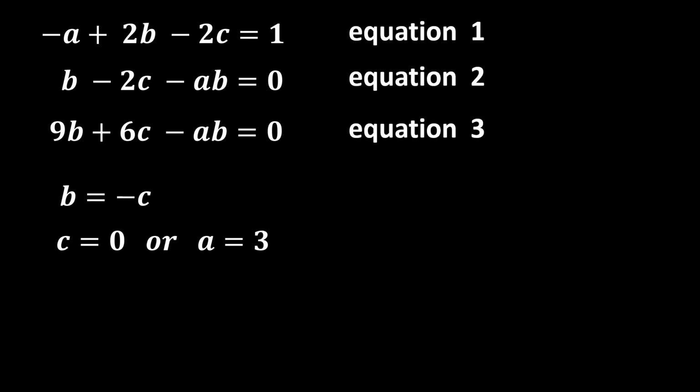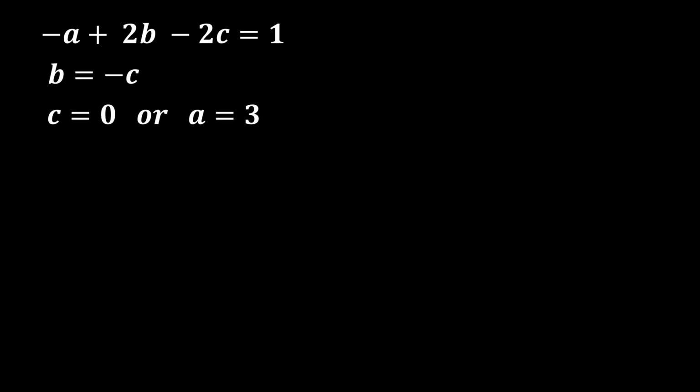Here's once again our three equations. We also know so far that b is equal to negative c and c is equal to 0 or a is equal to 3. I'm now going to show you that it's impossible for c to be equal to 0 while b is equal to negative c. If b is equal to negative c and c is equal to 0, then by substitution we can say that b is also equal to 0.